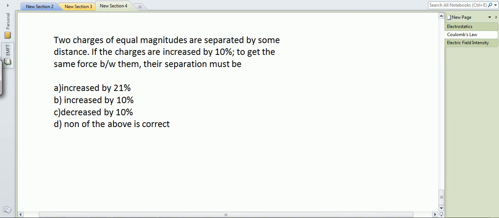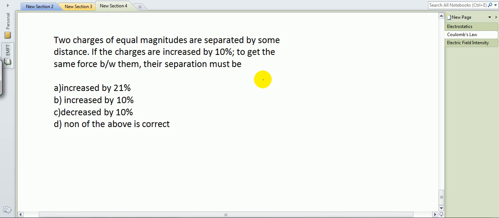Now let us see one more question based on Coulomb's law. It has come earlier also in SC. There are two charges of equal magnitude separated by some distance. If the charges are increased by 10%, to get the same force between them, what must their separation be, whether it should increase or decrease, from the given options.